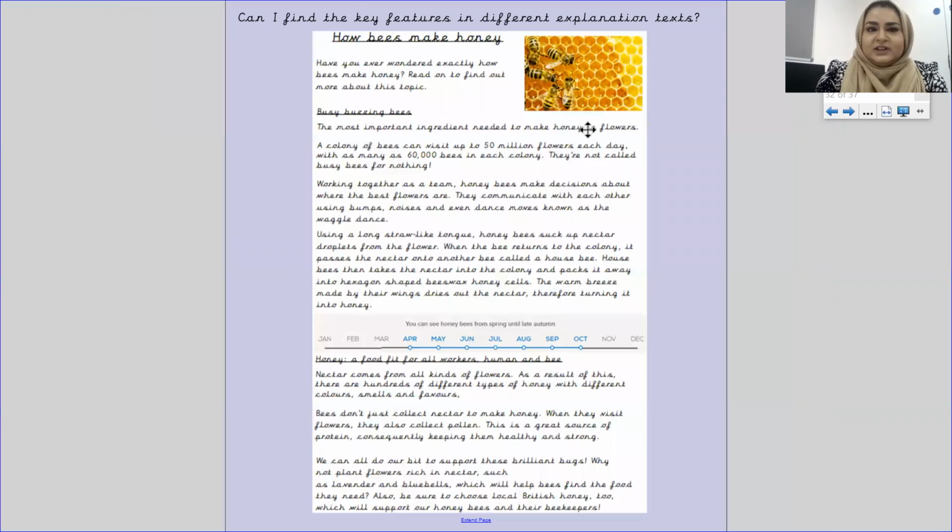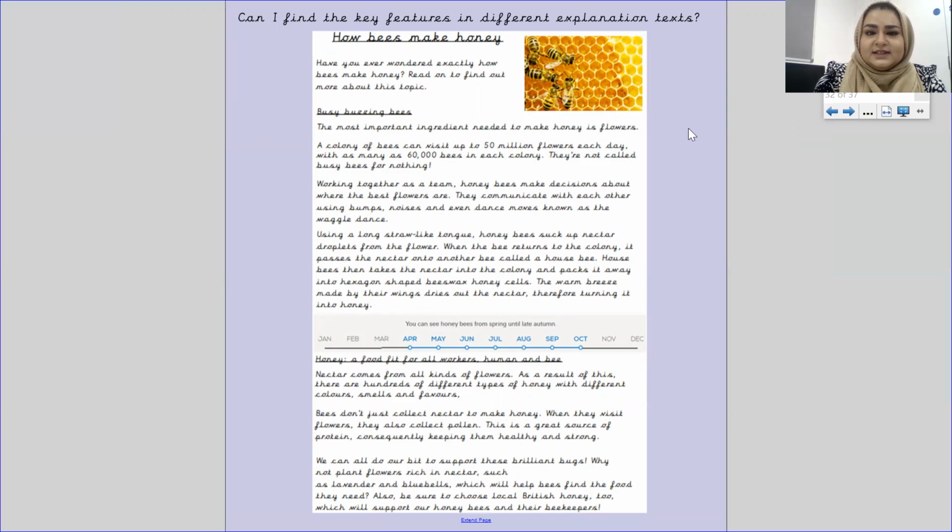So I have this explanation text here, and it's about how bees make honey. Have you ever wondered exactly how bees make honey? Read on to find out more about this topic. Busy buzzing bees. The most important ingredient needed to make honey is flowers. A colony of bees can visit up to 50 million flowers each day, with as many as 60,000 bees in each colony. They are not called busy bees for nothing.